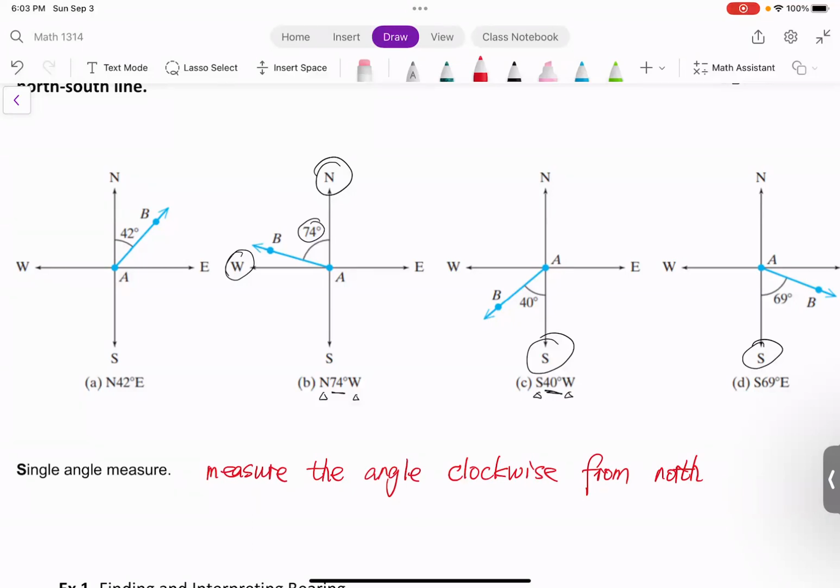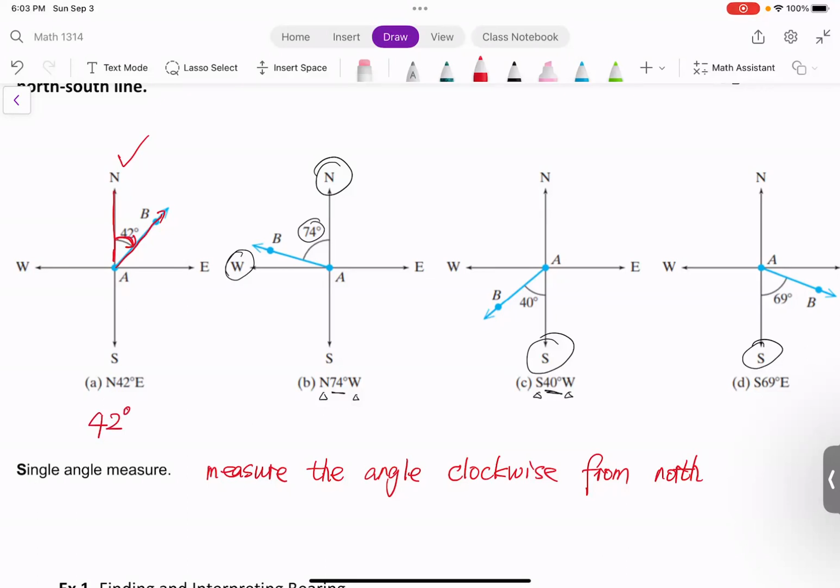So for example, the first one, the same image here. We're starting from the north, and then keep rotating my initial line in the clockwise direction. Then I stop here. This angle is 42 degrees. So this is a single angle measure.